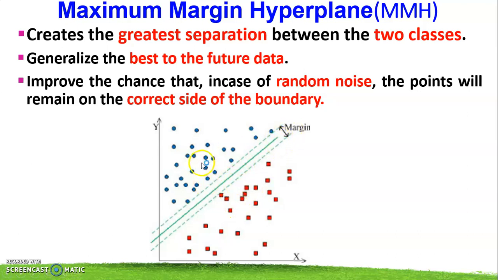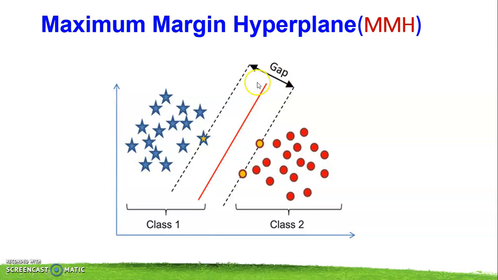Here there are circles and squares, and they are classified into two different homogeneous groups by using the maximum margin hyperplane. This is the margin between these two groups of data. This is another schematic representation of a maximum margin hyperplane. In this diagram also, two classes of objects are there: stars and red circles, and this is the maximum margin hyperplane between the two classes of objects. This is class 1 and this is class 2.